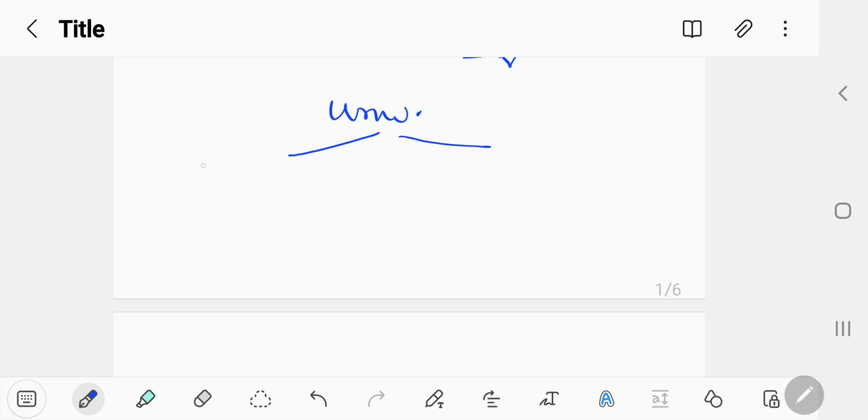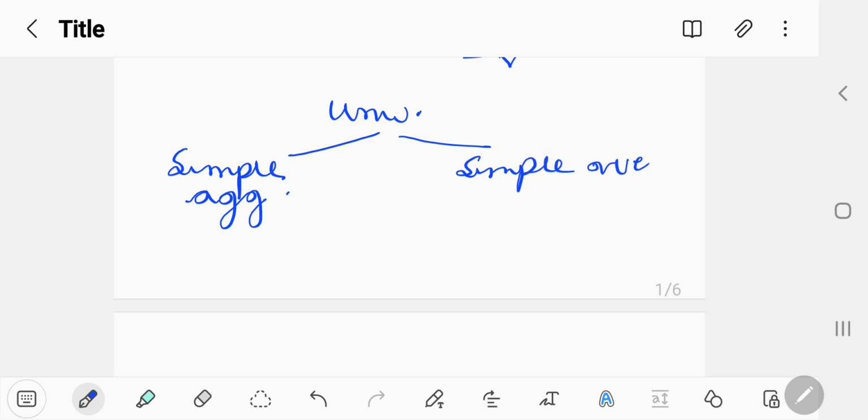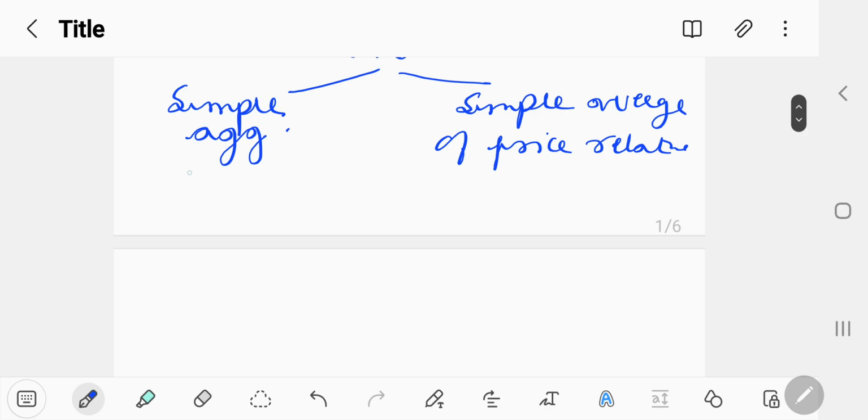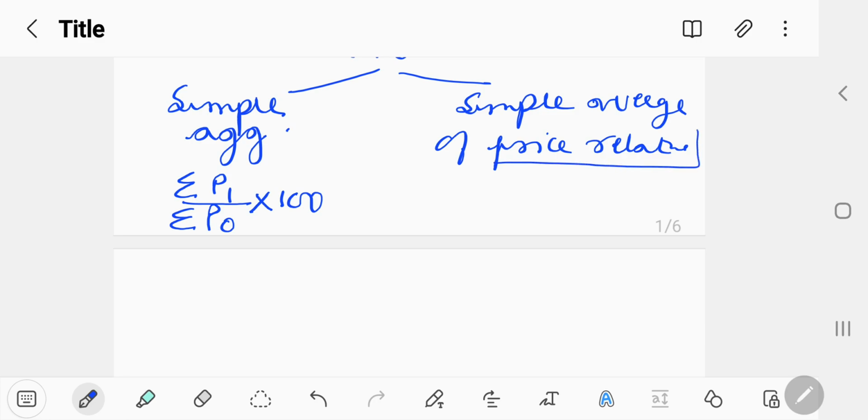As I told you, in unweighted we have simple aggregate and simple average of price relative. In the case of simple aggregate, we simply total all values in the current year, divide it with sum of all values in the base year, multiply with 100. In the case of simple average of price relative, we calculate price relative for each commodity, which is nothing but index number of each commodity.